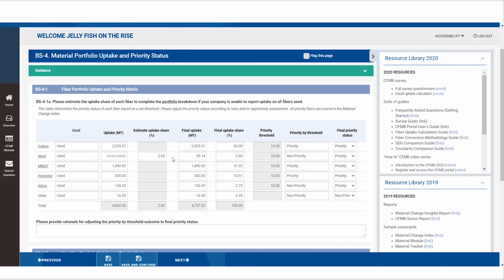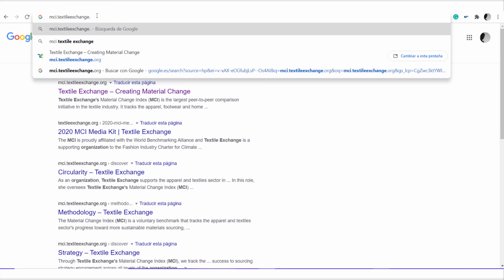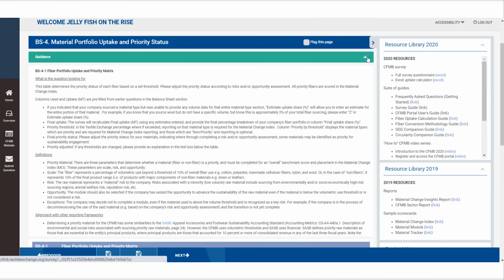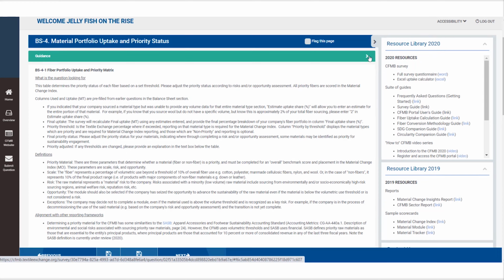The last 3 columns of the table relate to priority threshold and priority status. There are 3 parameters that determine whether a material, fiber or non-fiber, is a priority and must be completed for an overall benchmark score and placement in the Material Change Index, or MCI. These parameters are scale, risk, and opportunity.